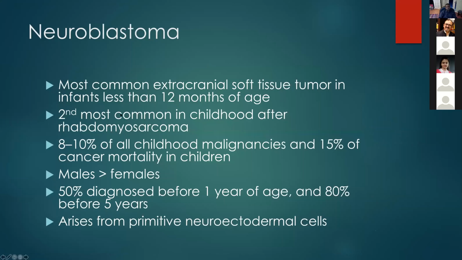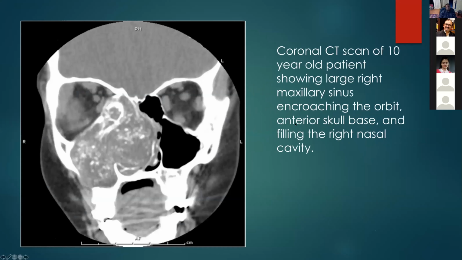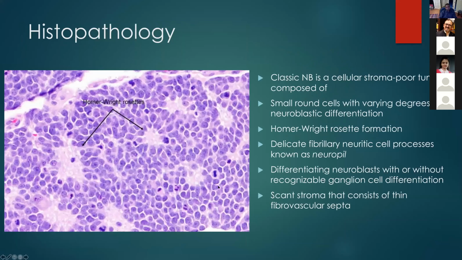Here is a huge mass that shows complete destruction, and it's pushed into the orbit, causing all kinds of problems, including the skull base. The patient has a very poor prognosis, only a 10-year-old child. And this is the classic Homer-Wright rosettes that it produces. Okay, look at all the mitoses. Neuroblastoma, as the name suggests, is a blastic tumor, which means it arises from primitive cells. Anything that is primitive is blastic.